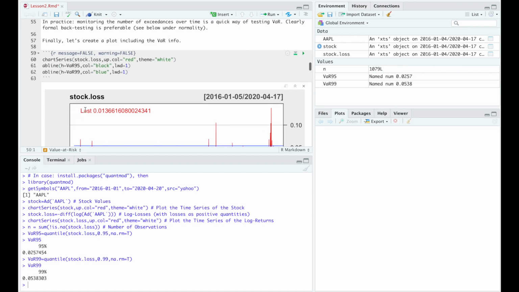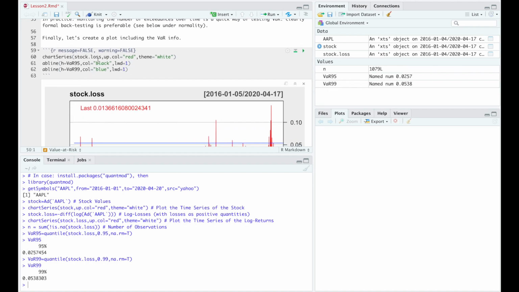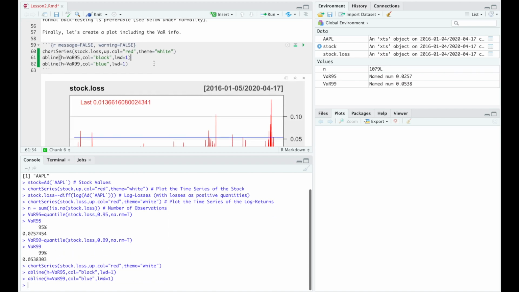If we want, we can generate a new plot of our loss and return distribution, and we can add two lines to represent the 95% and the 99% VaR. And this is what we get.